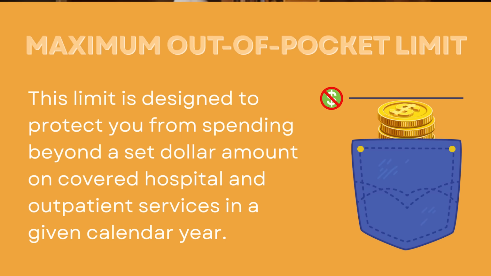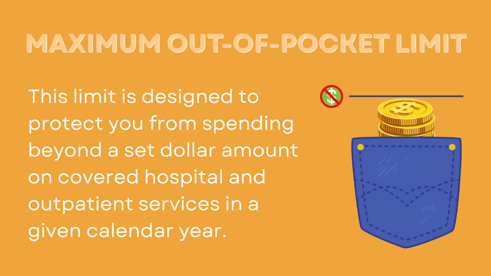Now let's talk about the maximum out-of-pocket limit as it applies to Medicare Advantage plans. This limit is designed to protect you from spending beyond a set dollar amount on covered hospital and outpatient services in a given calendar year. Your Medicare Advantage plan can have various costs that you pay out of pocket, like deductibles, copays, and coinsurance that you pay when you receive covered healthcare services. The money you spend on these costs adds up throughout the year, and it counts toward the maximum out-of-pocket limit.